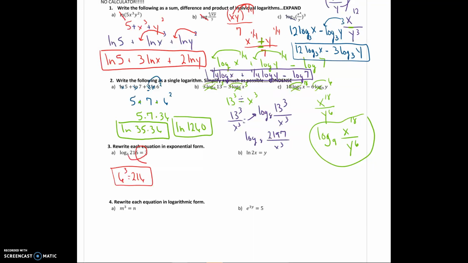And then on B, again, this is a log, so I'm going to turn it into an exponent. So in the first problem, the base was 6. When you see the natural log, there's an understood base of e here. They don't write it, but that's what's implied to be here. So again, if you start with the base, you're going to have e to the y power equals 2x.